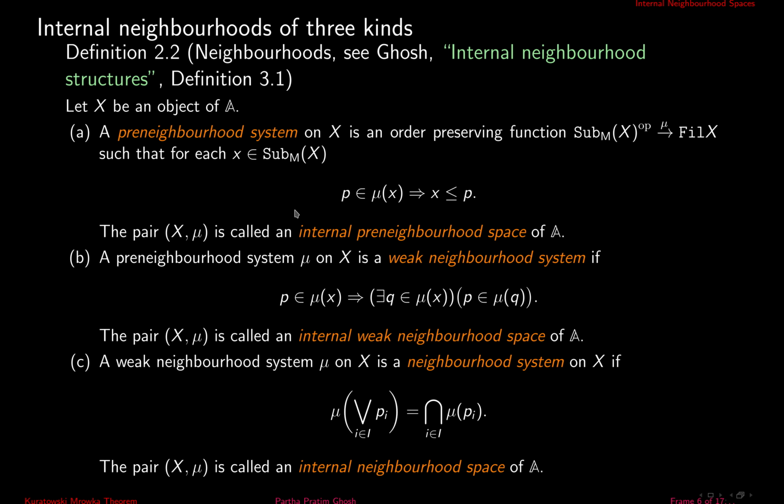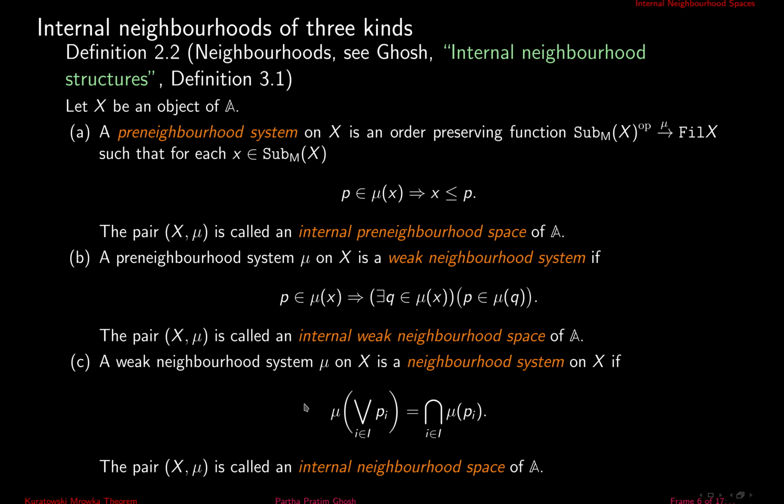And obviously the pair X, mu will be called an internal pre-neighborhood space. Now, a pre-neighborhood system is interpolative in the sense that for a pre-neighborhood P of an object X, there exists another pre-neighborhood Q of X such that P is already a pre-neighborhood of Q. So, in this sense, it is interpolated. It is called a weak neighborhood system.